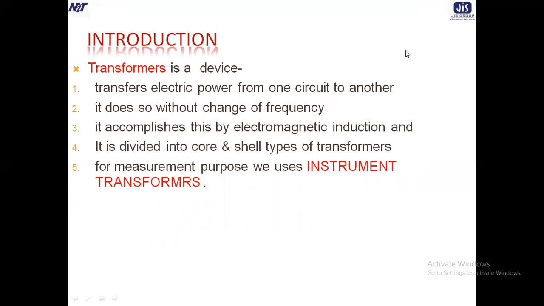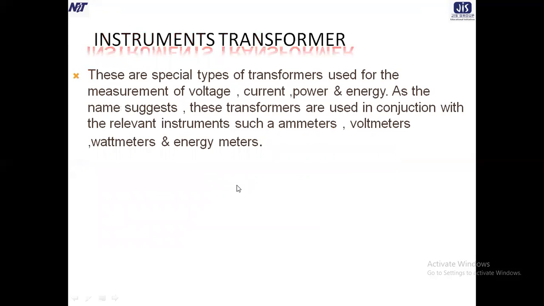Now, in this introduction part, a transformer is a device, you all know, that transfers electric power from one circuit to another circuit without change of frequency. This is basically the definition of the transformer. It accomplishes this by electromagnetic induction, and it is divided into core and shell type transformers. For instrument purposes, we use instrument transformers. So let me talk about the instrument transformers.